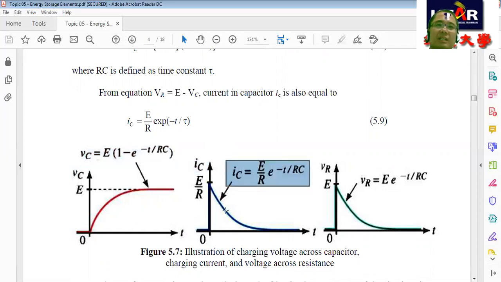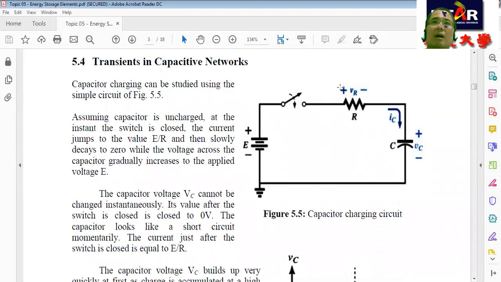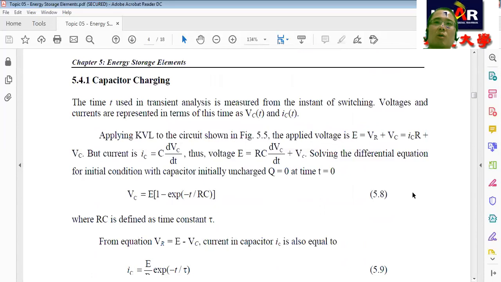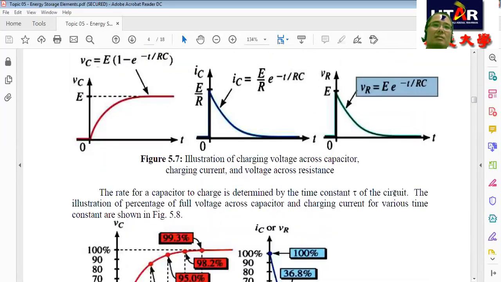Then the shape of the curve is this one. Switch close, current is maximum, and then after charging until the capacitor is nearly full, it keeps dropping until 5 tau, where it becomes 0. Then the resistor voltage, VR, is given by this one. Okay?